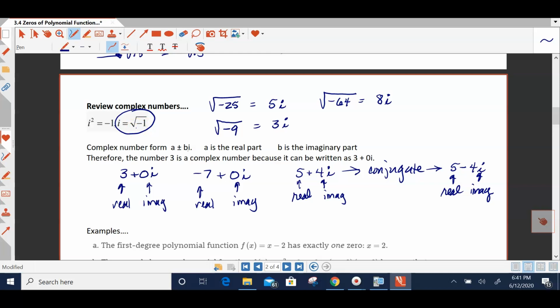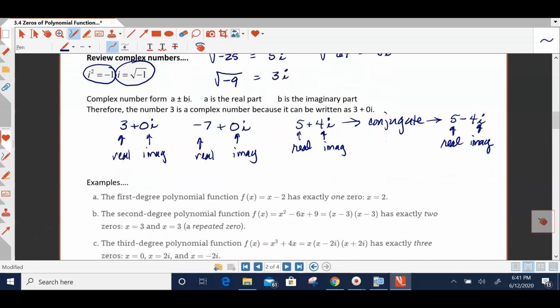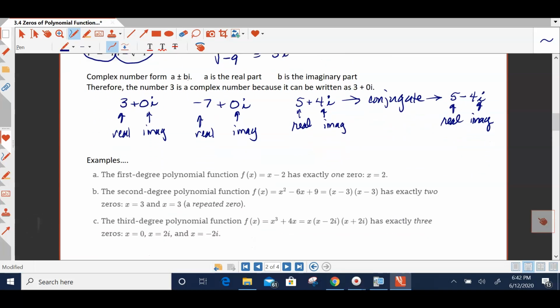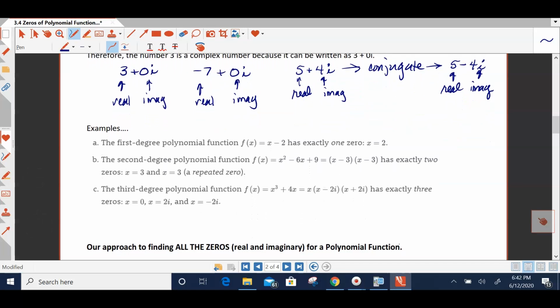Another definition working with this i is that i squared is always equal to -1. It's just a definition, and that's what we're going to go with. So, I need to pull that up. All right. So here are some examples. We've got a first-degree polynomial function. It's listed as f of x equals x minus 2, and it has exactly 1 zero, x equals 2. It's a first degree.